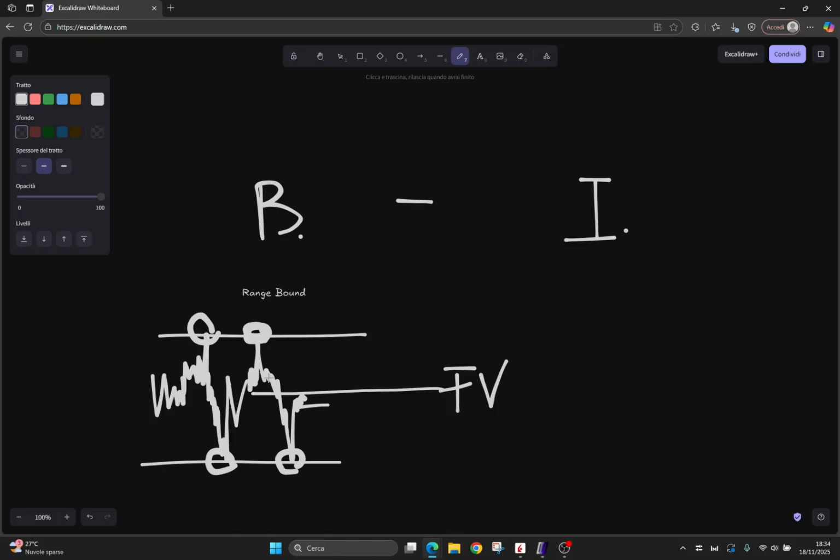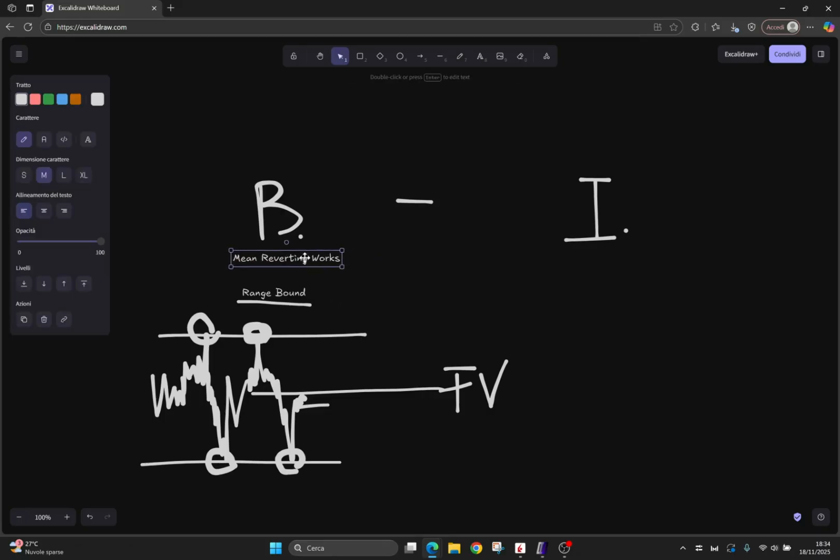You need to make multiple analyses on the chart. That's the reason we will take more than 10 hours of education. But this is the moment where the profile is balanced, where the strategy of mean reverting works. Okay? They work best here.